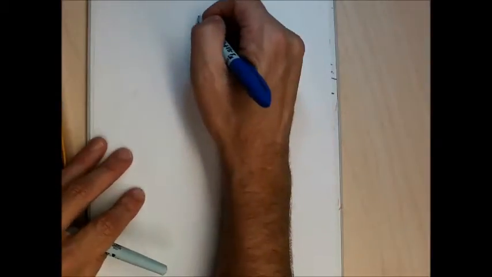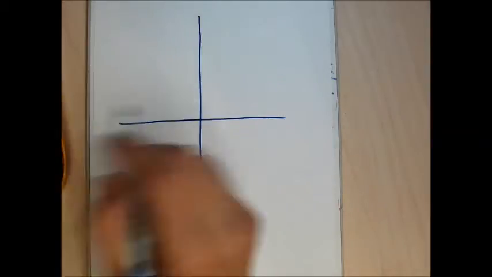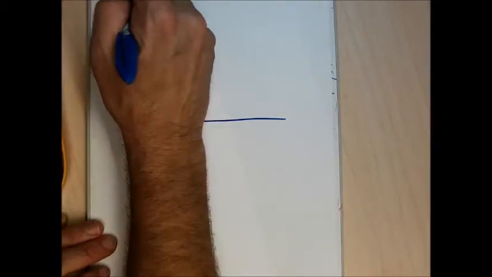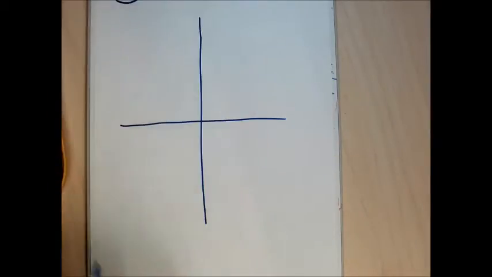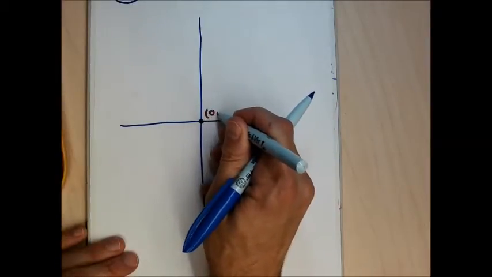Let me start off with my graph now. And this is going to be part J of number 7. I'm going to plot the point 0, 0, which is simultaneously both an x and a y-intercept.